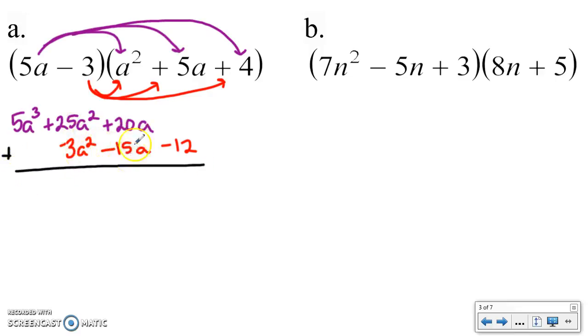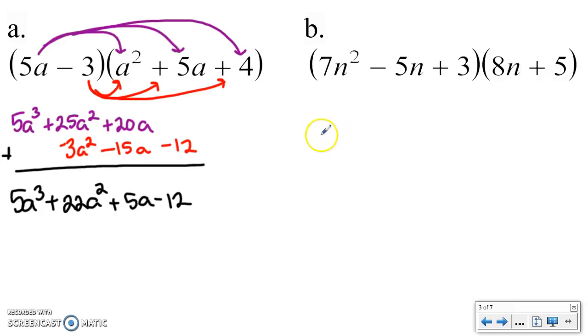Notice that my like terms are lined up, so my 5a to the 3rd is going to come straight down. If I add these two together, 25 plus negative 3 gives me a positive 22a squared, and 20 plus negative 15 is positive 5, so positive 5a, and then that minus 12 just comes straight down. Okay, so we have now multiplied a binomial times a trinomial.